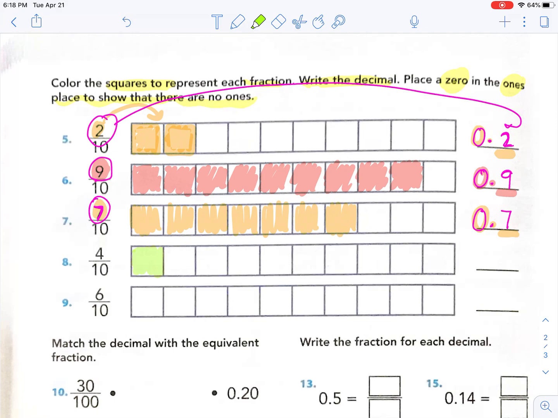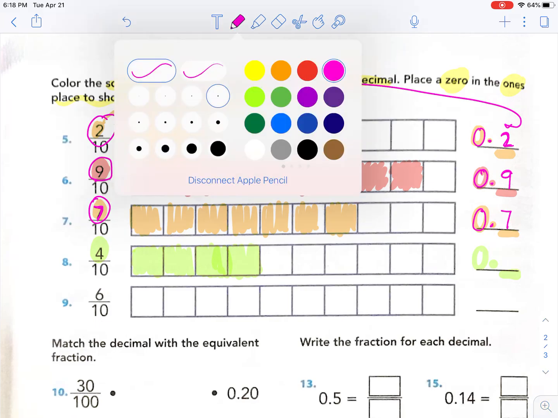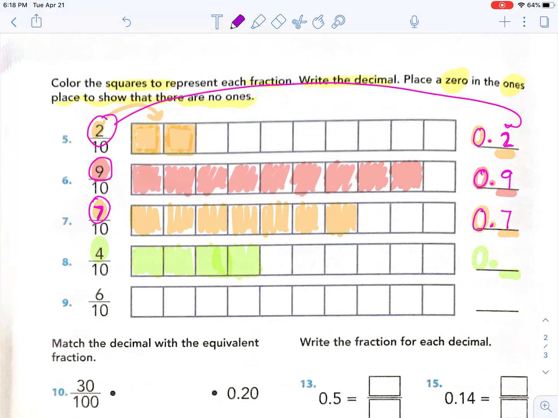Okay, here we go. 4 tenths. How many am I going to shade in? 1, 2, 3, 4. 4/10. Do you see it? Okay. I know in my answer, there's no whole numbers, and there's only going to be something in the tenths place. Well, what number is that? It's going to be 4. 4/10. I know there's no whole numbers. There's my decimal, and there's a 4 in the tenths place. And that is it for that one.